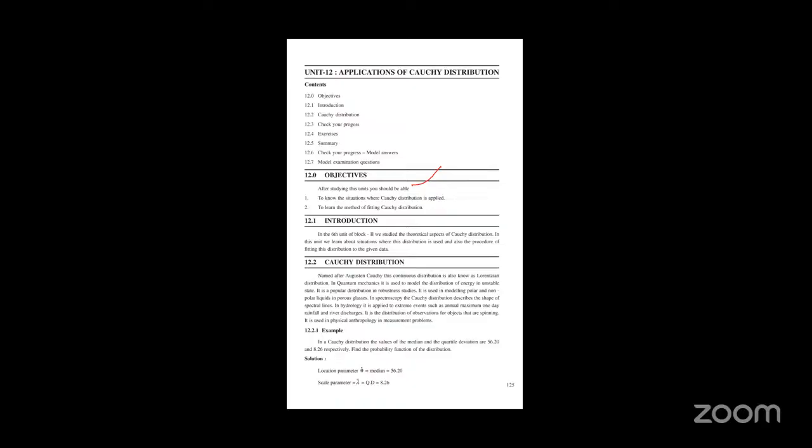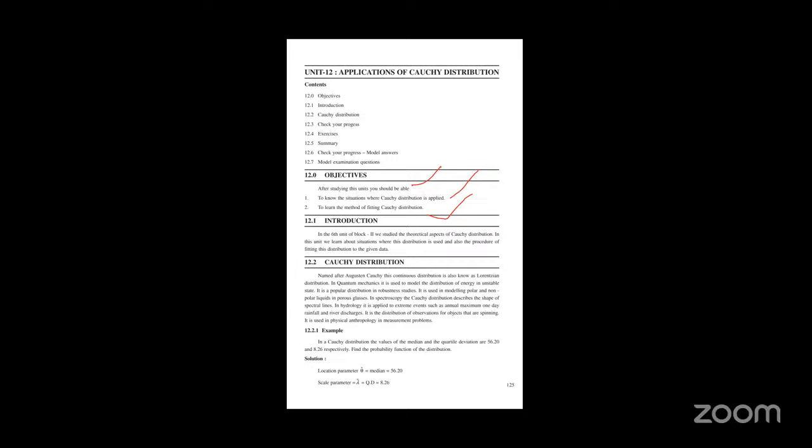to know the situation where the Cauchy distribution is applied, like where we are using the Cauchy distribution, we'll see. And to learn the method of fitting the Cauchy distribution also, we will see. So these are the two objectives in this unit: we can find the situations where the Cauchy distribution is applied and how to fit the Cauchy distribution also. We will cover both things here.